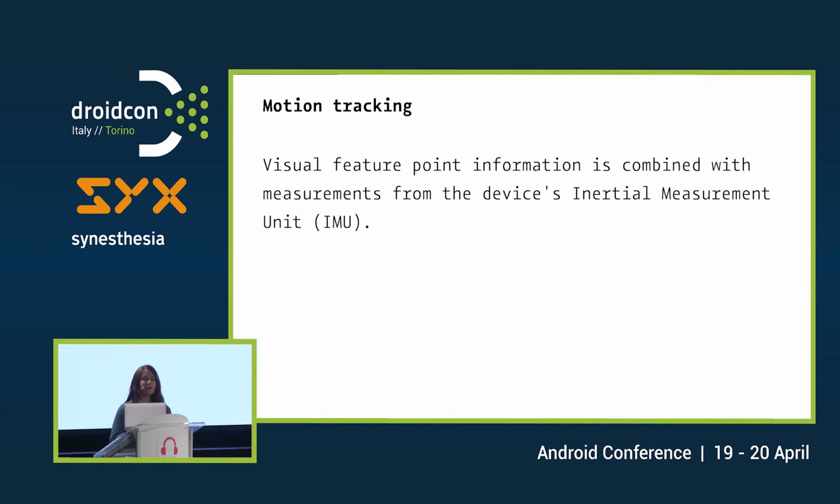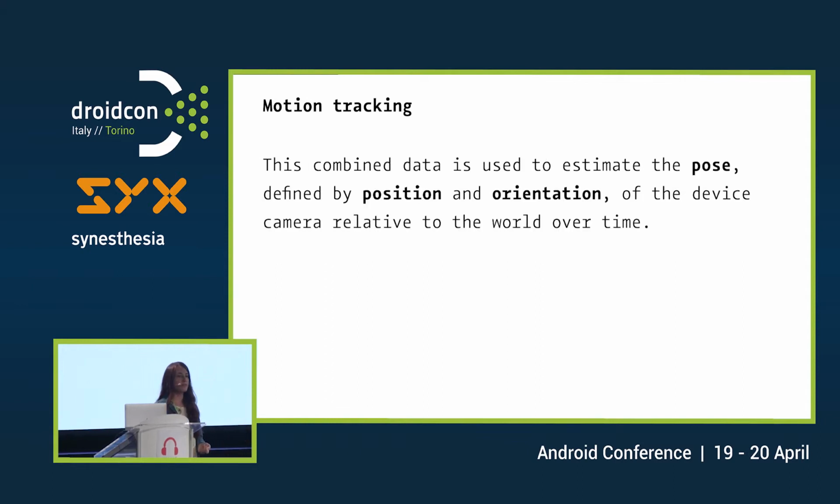The motion information that's extracted from these visual frames is combined with inertial measurements from the device's IMU. And this is used to estimate the pose, which is made up of the x, y, z position vector and the orientation quaternion of the camera relative to the world over time. So together, the visual and the IMU motion information are combined to estimate where the camera is positioned and how it is oriented within the real world over time.